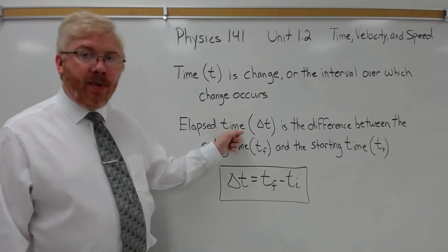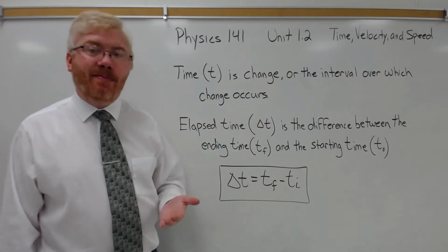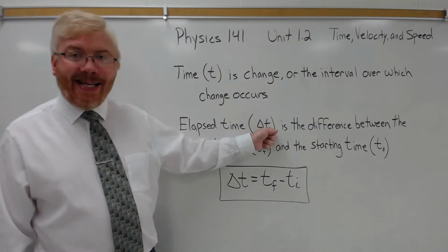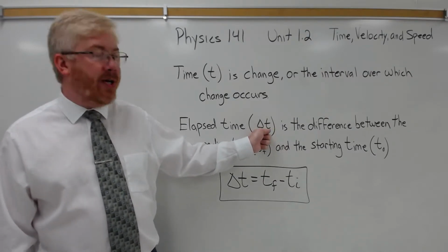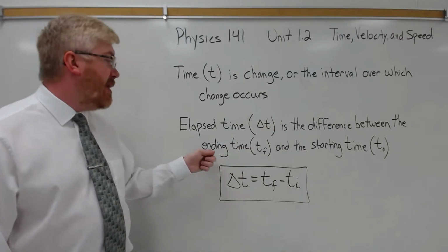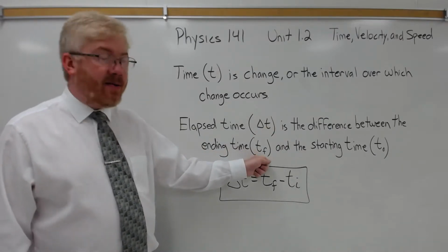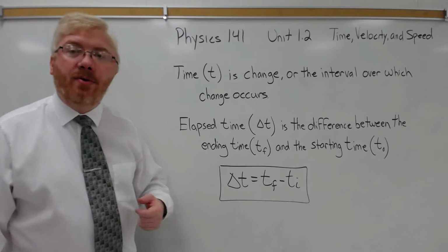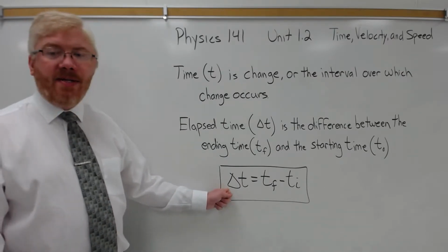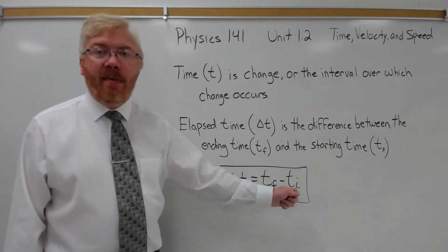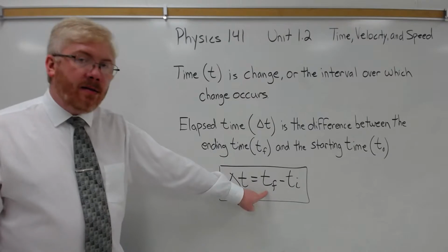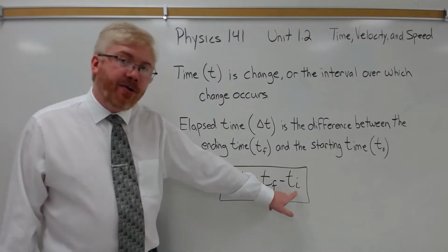Elapsed time is similar to displacement for a position analog. Elapsed time is delta t. Delta, again, meaning change in, t meaning time. So it's the difference between the ending time, t sub f, the final time, and the starting time, t naught, or the initial time. Equation given down here: delta t is equal to t sub f minus t sub i. Again, see that the final time is first, the initial time is second.